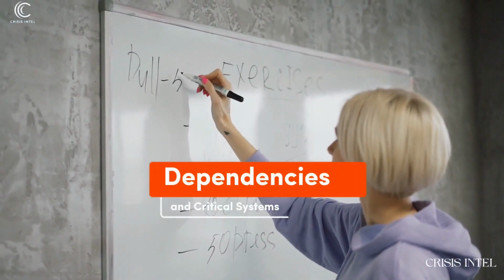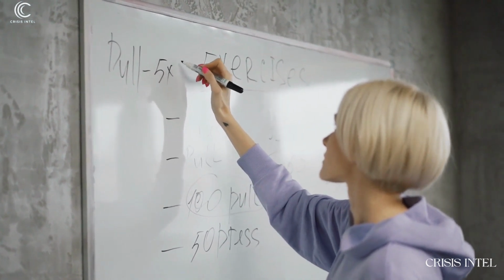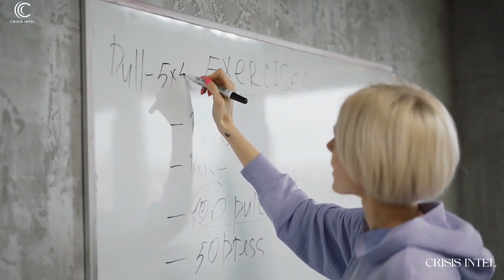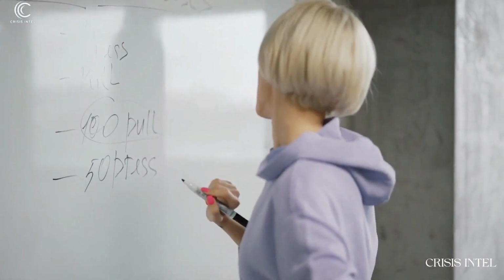Dependencies and critical systems, highlighting the identification and prioritization of critical IT systems, applications, and dependencies that need to be recovered promptly for business continuity.